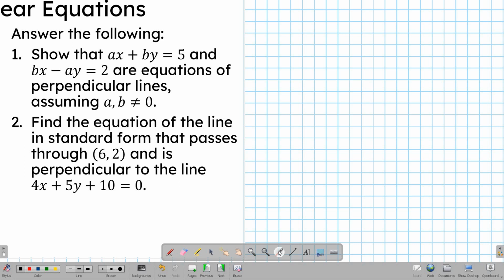situations that we have. So first, we are asked to show that ax plus by equals 5 and bx minus ay equals 2 are equations of perpendicular lines, assuming a and b are both not equal to 0. So first, tinatanong daw if ax plus by equals 5 and bx minus ay equals 2 are equations of perpendicular lines.